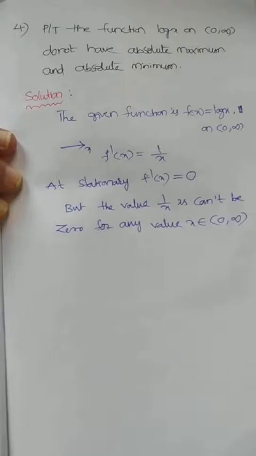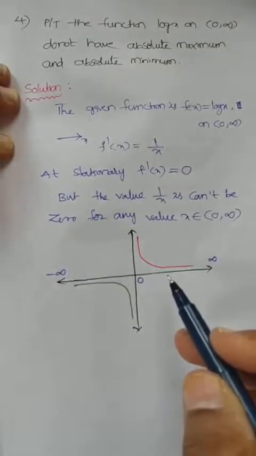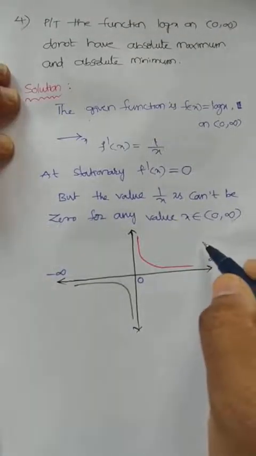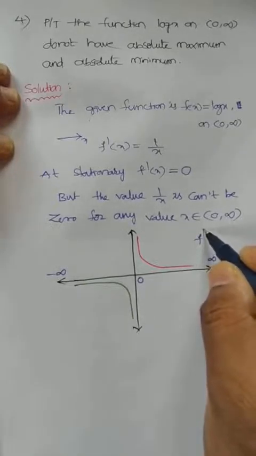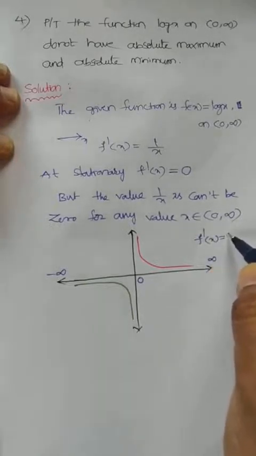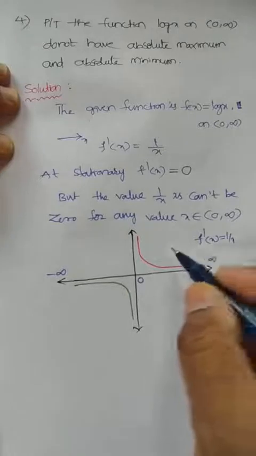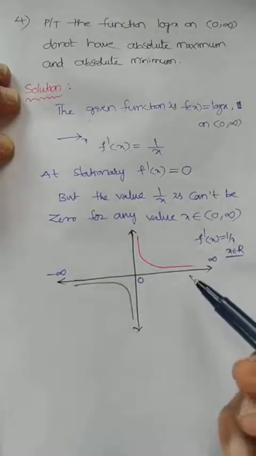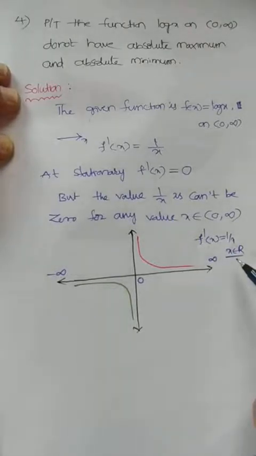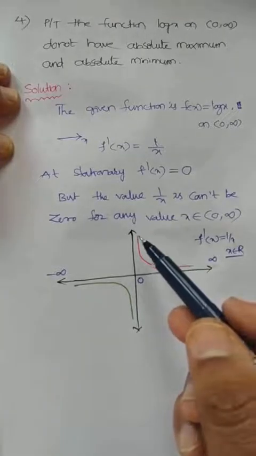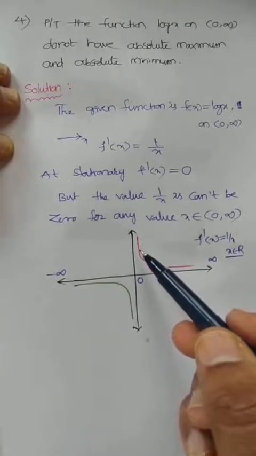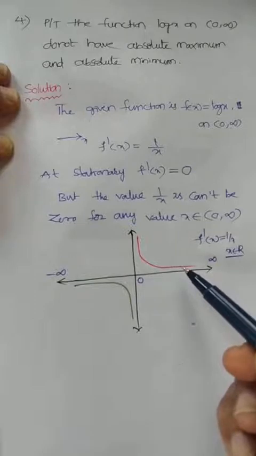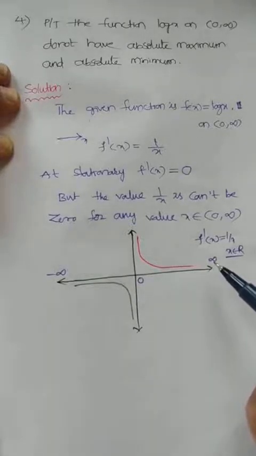This is the graph of 1 by x. So what is our function here? f dash of x is equals to 1 by x. It is the graph whenever x is belonging to R, the real number system. On total R we are defining it. So when the domain of the function is taken in R also, the function value is not getting to 0 anywhere.